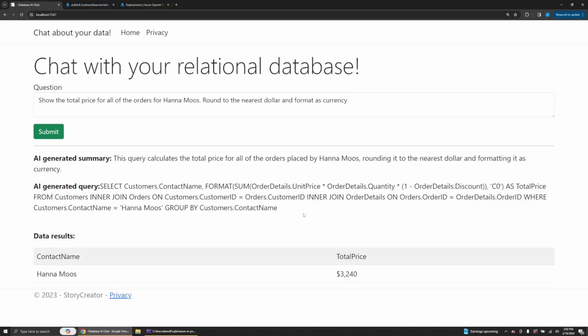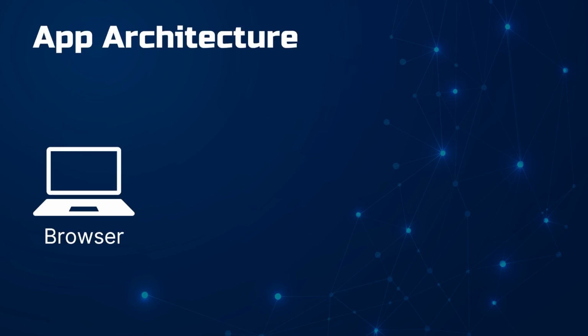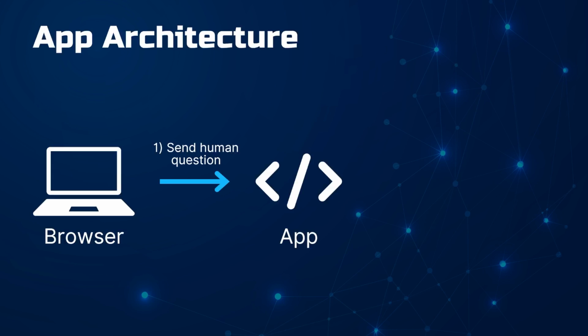So let's take a little bit closer look at how this app is architected and then get into actually setting all this up. Now, for the app architecture itself, let's break this down into individual pieces. So of course, we have our browser, that's what we were just looking at, and the user sends in a human formatted question. So that's that natural language I was talking about. And that gets sent to the back end, which is just our app running locally on our machine, but that could also be deployed on a server, of course.